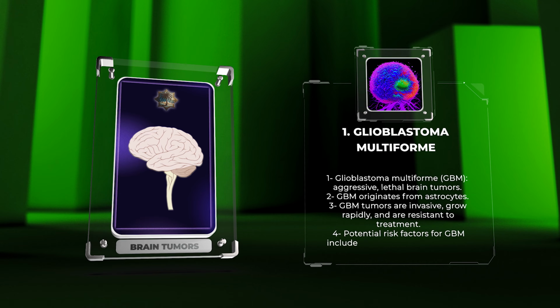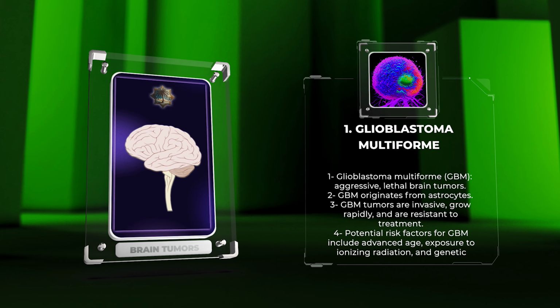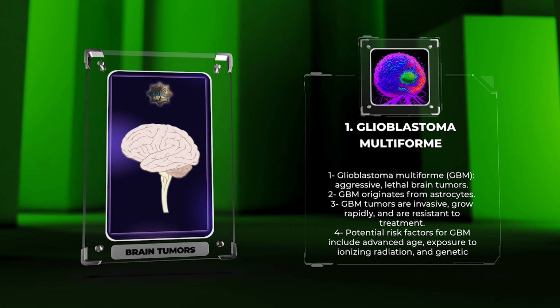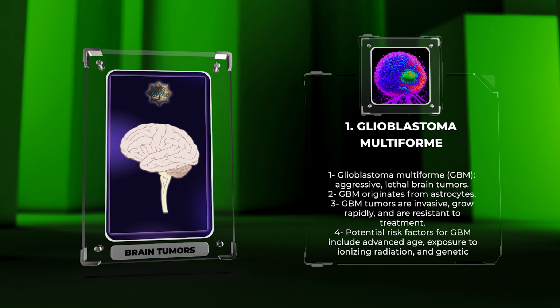Let us begin with one of the most aggressive and lethal brain tumors, known as glioblastoma multiforme, GBM. GBM originates from astrocytes, which are a type of glial cell in the brain. These tumors are characterized by their invasive nature, rapid growth, and resistance to treatment. The exact causes of GBM are still not fully understood, but potential risk factors include advanced age, exposure to ionizing radiation, and certain genetic mutations.